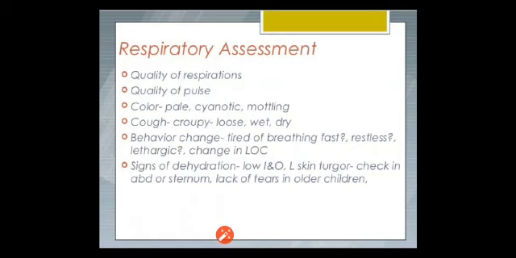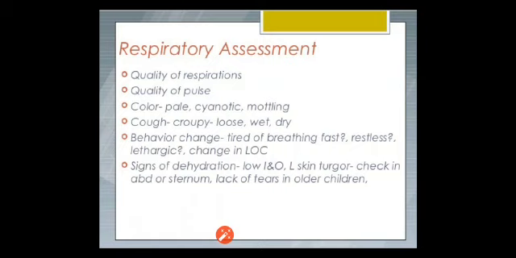Quality of pulse we have to check. The pulse rhythm we have to check, either regular or irregular. So this we have to observe. Next, check the color of the skin. We have to check whether it is pale, whether it is cyanotic, whether it is mottling. Mottling is nothing but red spots appearing on the skin.